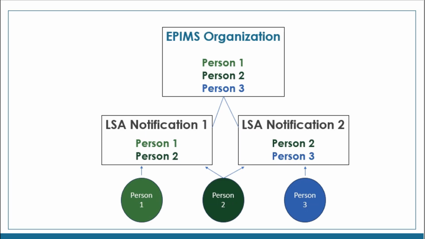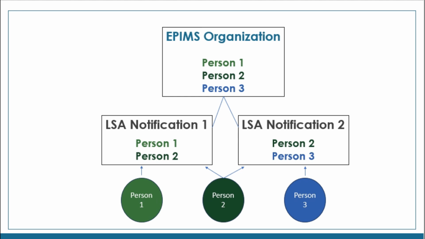The EPIMS system allows for multiple users to be associated with the same organization to access specific notifications and agreements. What this does is allow each person to edit a notification under the security of their own account, so there's no need for password sharing. Each user can only access the notifications they have been added to during the notification process.